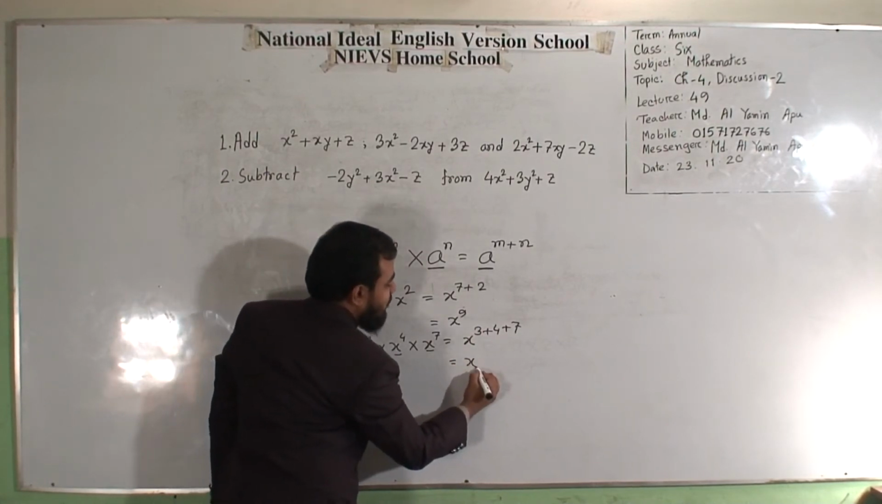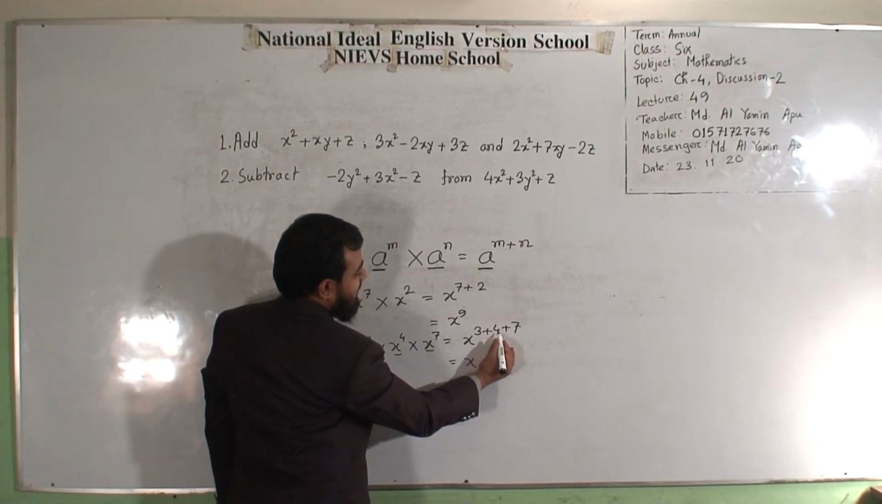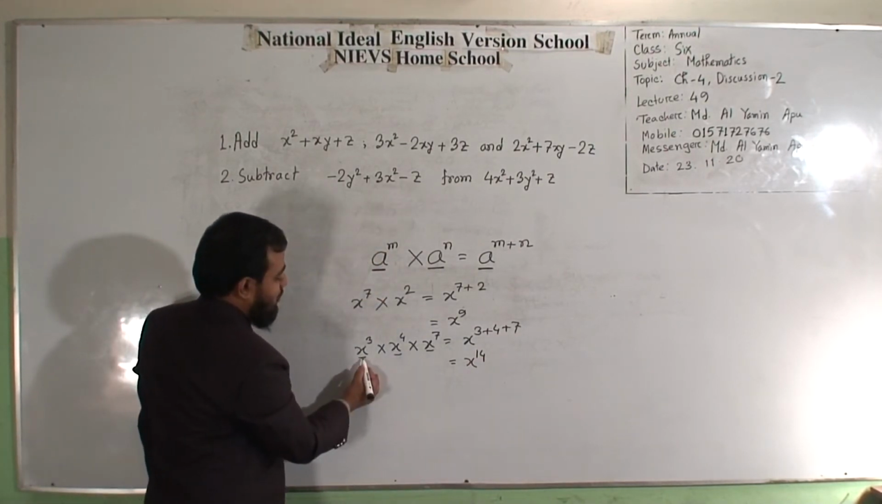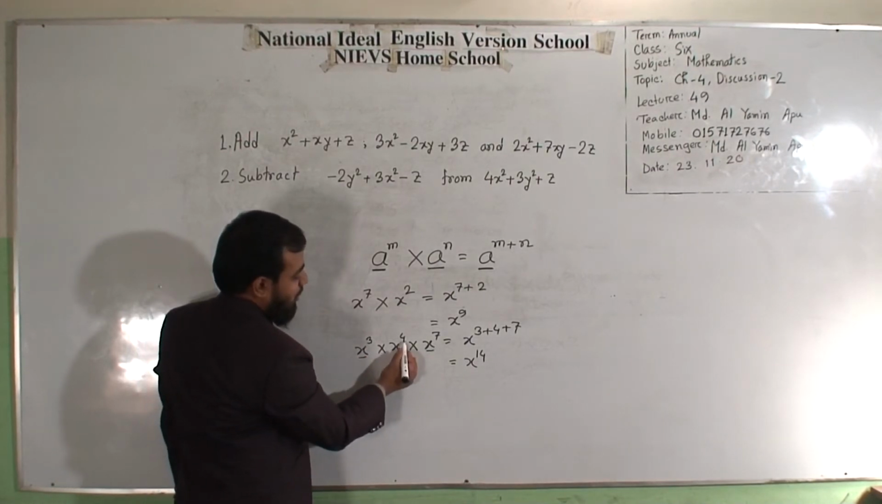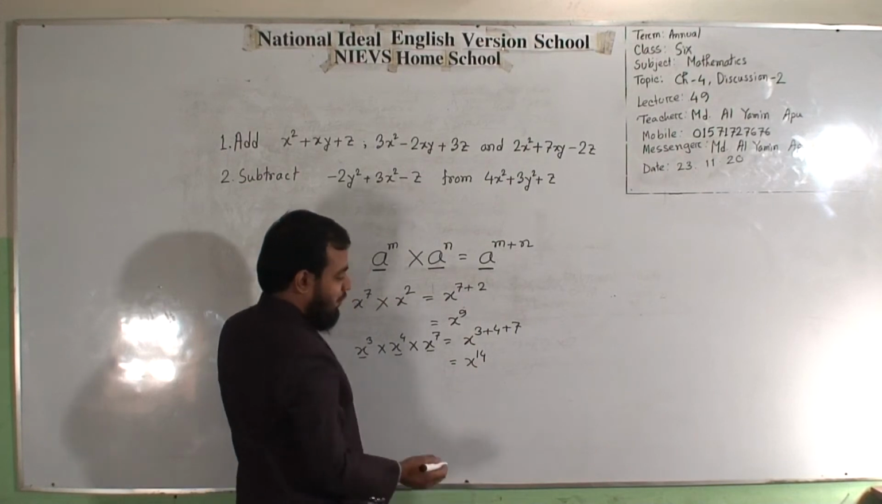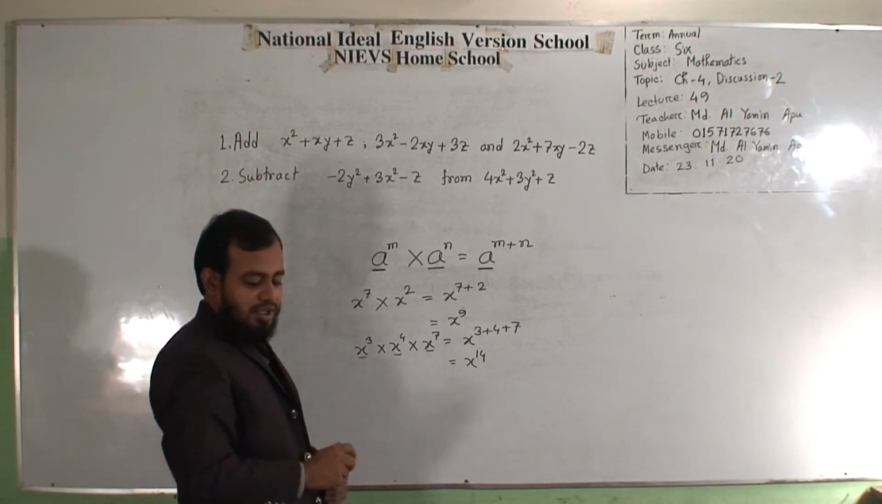So we will get x to the power 3 plus 4 plus 7, which is 7 plus 7 equal to 14. So the answer of x to the power 3 multiplied by x to the power 4 multiplied by x to the power 7 is equal to x to the power 14. Students, I think you have understood.